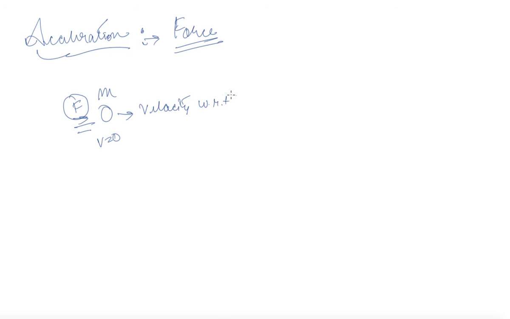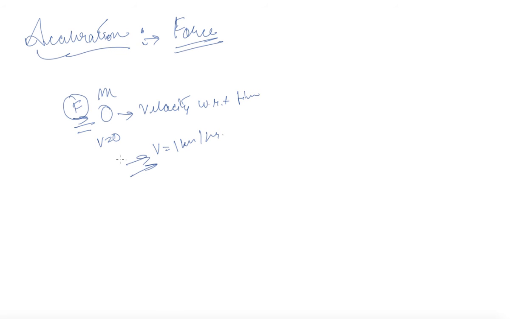Now acceleration occurs when there is a force. Now say suppose this body M is moving. Initially it was at rest, that is the velocity was 0. But a force is being applied. So because of the application of force, there is a change in velocity with respect to time. First the velocity became, say suppose, v equals 1 kilometer per hour.